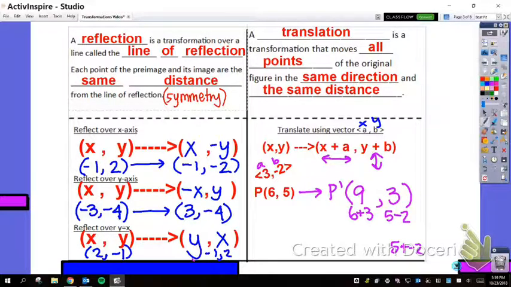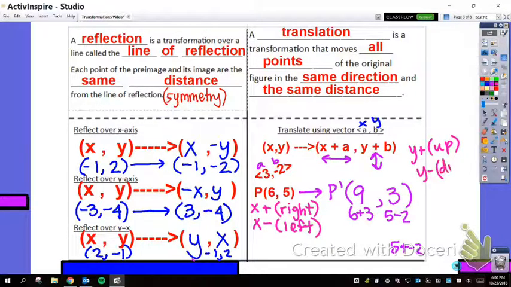Okay, now it might also help just as a little extra here. So our X, if the X is positive, then it's moving us to the right. If our X is negative, it moves us to the left. And then our Y, if our Y is positive, it moves us up. And if our Y is negative, it moves us down. So just a little extra information there to throw in.